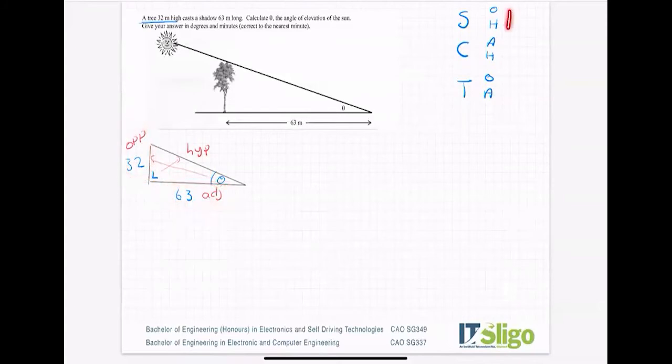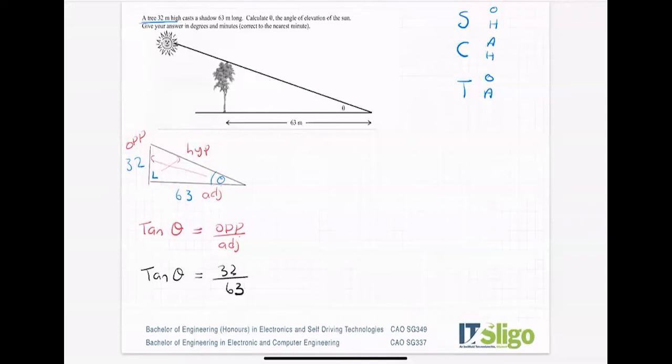Okay, so then I look down here and I go, well, which one of the trig ratios links opposite and adjacent together? And that's the tan. So it's not like these wouldn't give me the angle theta, but to be able to use them, I would have needed to know what the hypotenuse was, and I don't. So tan it is. So tan of the angle equals opposite over adjacent. Okay, so tan of theta equals 32 over 63.